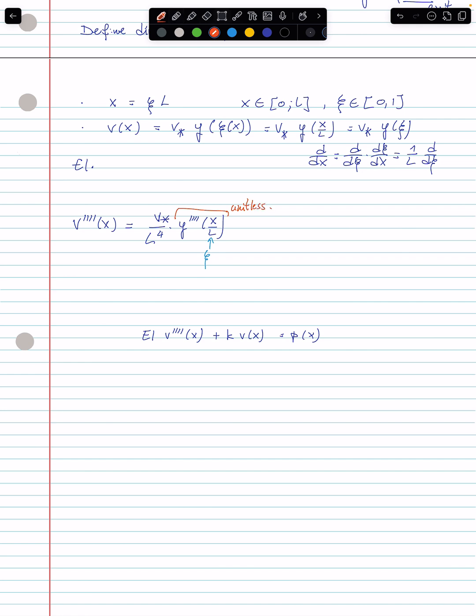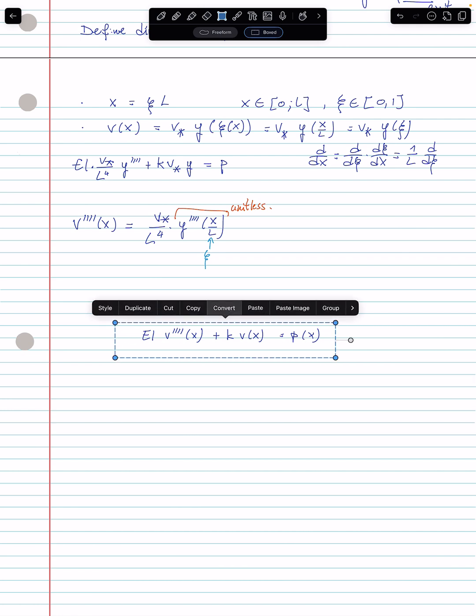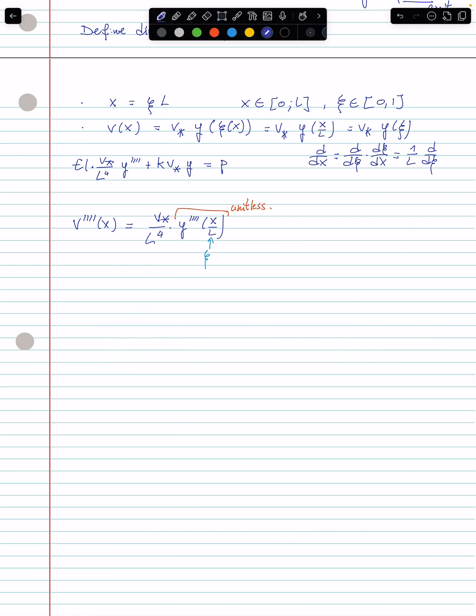So what we have is EI multiplied by V star over L to the power 4 multiplied by the fourth derivative of y, plus k times V star times y of xi, and this is equal to P on the right hand side. So P is the applied load, which is also expressed now as a function of xi. All of these are functions of xi. Okay, what could we do here?